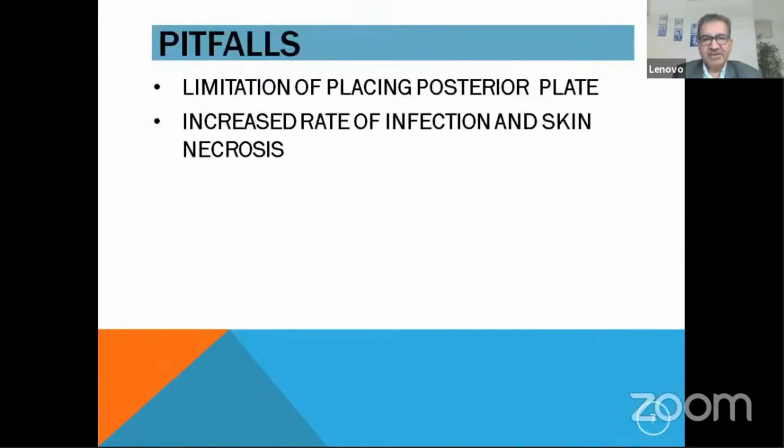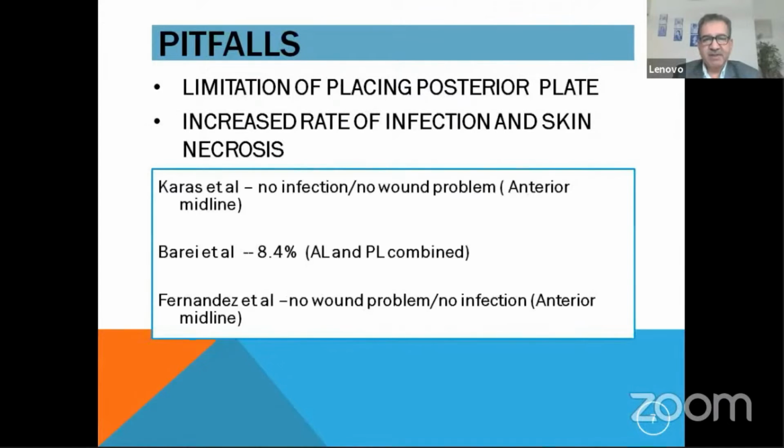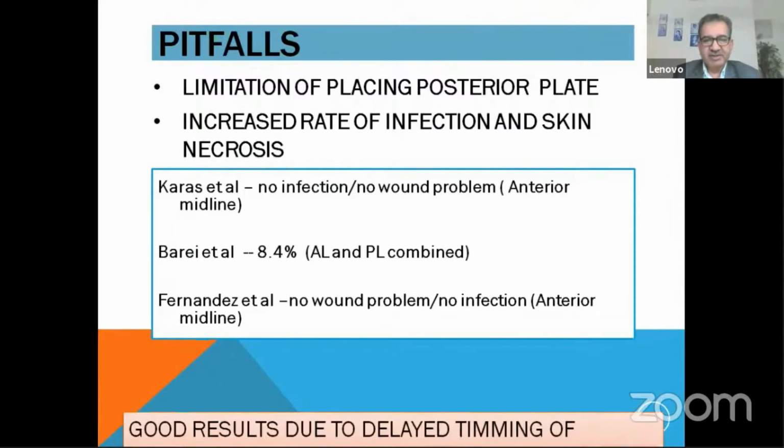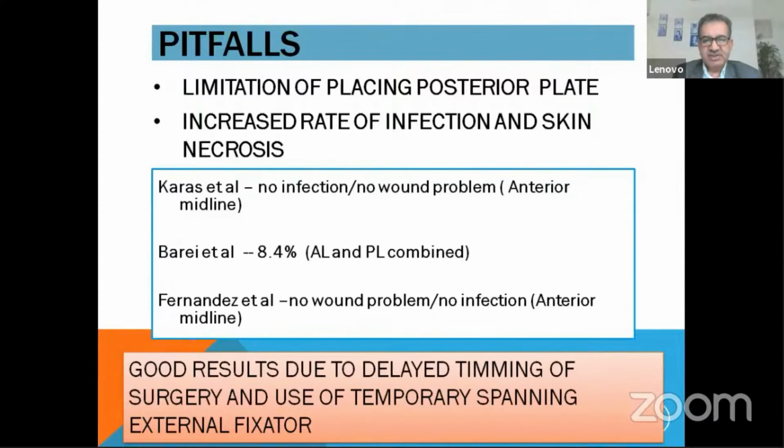But there are limitations. You have a limitation in placing a posterior plate. And initially there was an increased rate of infection and skin necrosis. But in recent studies, we have compared three studies, where two studies show no infection and no wound problem with the anterior approach, whereas with the dual approach, it is 8.4%. This is due to the good results from delayed timing of surgery and use of a temporary spanning fixator.